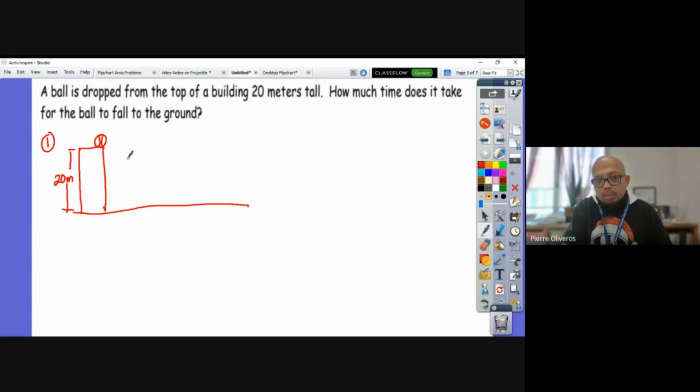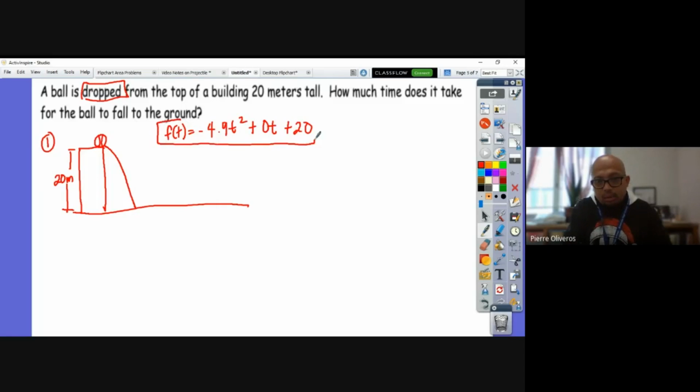Since we know it's meters, we're going to use the function f of t is equal to negative 4.9 t squared. It has been dropped, so there's no velocity. The velocity term there is 0t. How much time does it take for the ball to hit the ground? Okay, so it's going to fall that way. Since the initial height is 20 meters, I'm going to put plus 20 here. And that is our function.